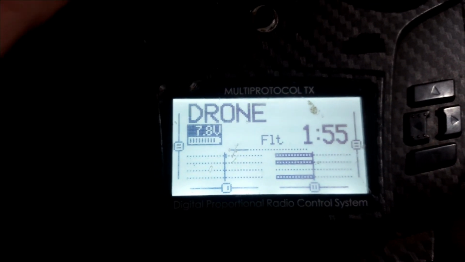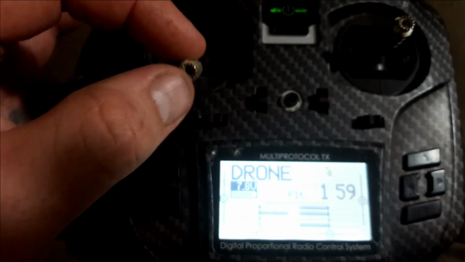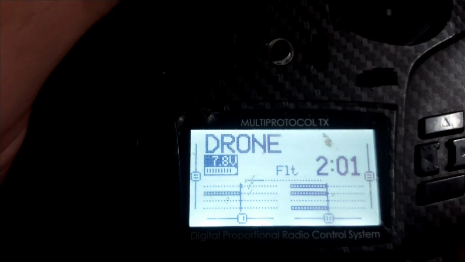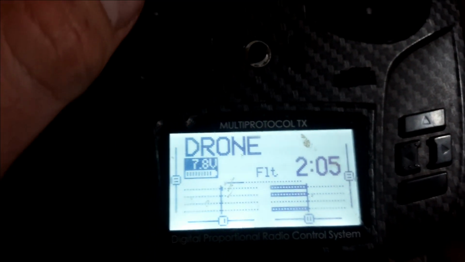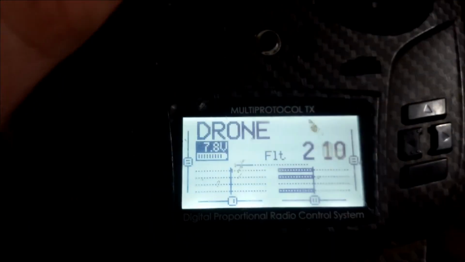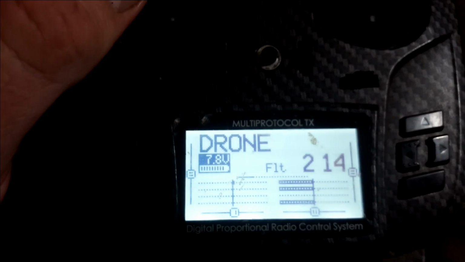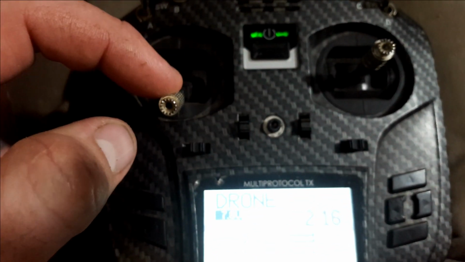So there's another problem that occurred, which was interesting. Up and down is this one, and left and right is the top one. What happened was, just by going up and down, the left and right would move automatically, but only at the bottom.